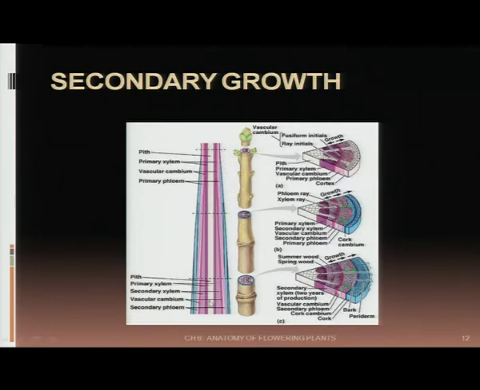However, as we move to the older portions, we can see that the increase in height has already taken place. Now, the secondary xylem and secondary phloem have started to form, and because of formation of these new tissues, we find that the region here is more in girth as compared to here. That means the secondary growth has resulted in increase in the girth of the plant.